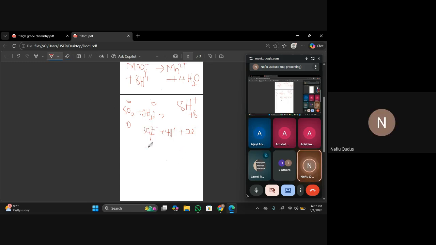This one is -2, right? The ion for this is -2. The ion for this is +4, right? What will be the ion for this? -2. That's -2 plus 4 plus 2 plus 2 minus 2. What are we going to get? 0. That shows that we balance this equation ionically.